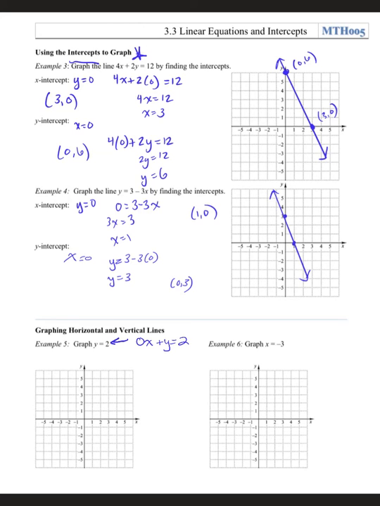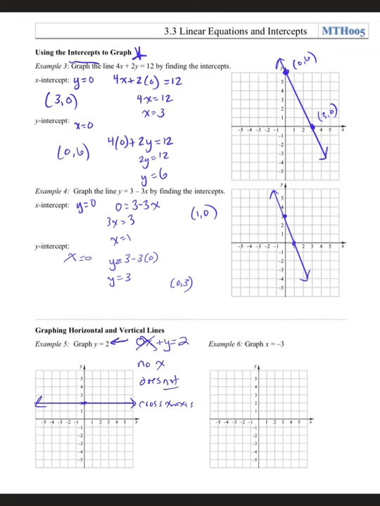Now you'll notice that there is no x here. That means this equation does not cross the x-axis, which means we're going to graph the line y equals 2. That means it crosses the y-axis at the value of 2. So if I bring my ruler down, I can see that I have the graph of y equals 2.